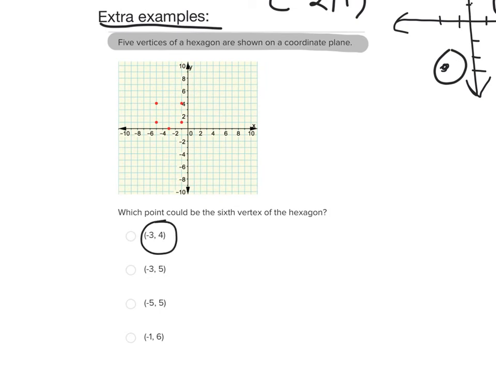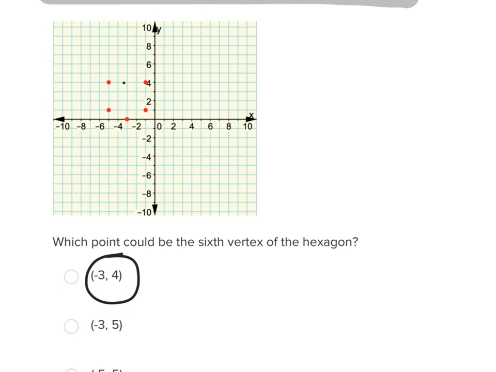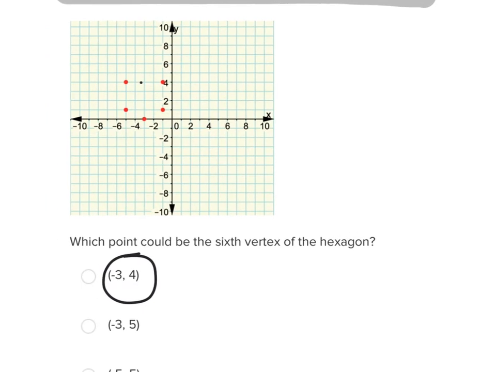(-3, 4) would be backwards 3 and up 4. It would land right in line with these other points, and that would not make a hexagon because it would be on that line. Okay, so that would still be a pentagon. All right, so that one doesn't work. I'm going to take those points off and cross out that option. (-3, 5) would work because then if you connected the points, you would have a hexagon. So that one works. Are there others that work?